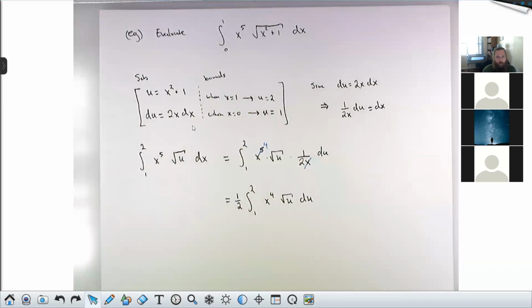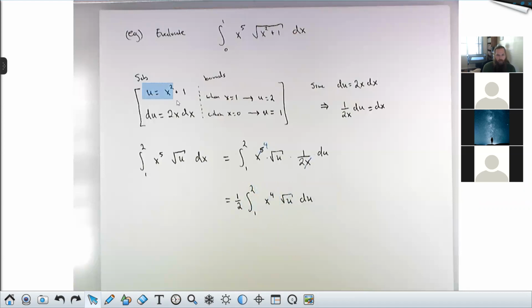What can I do with this? You're gonna have to get rid of the x to the 4, right, in terms of u. Very good. So the challenge here is that I still have x's and u's mixed together. This is now a u integral with u bounds. I've got the square root of u and du. So this term right here is a problem.